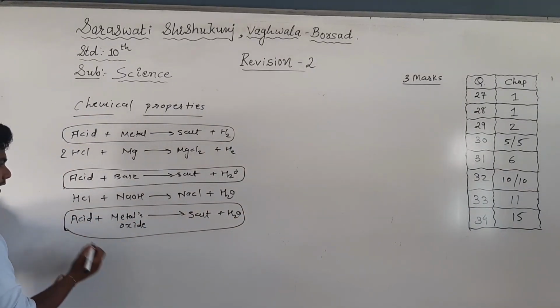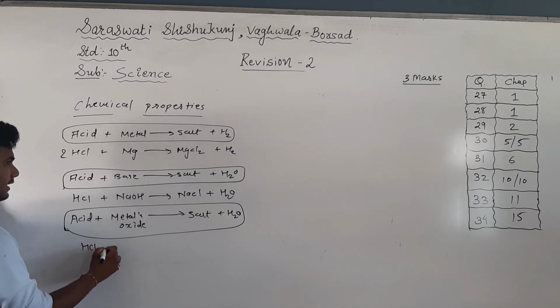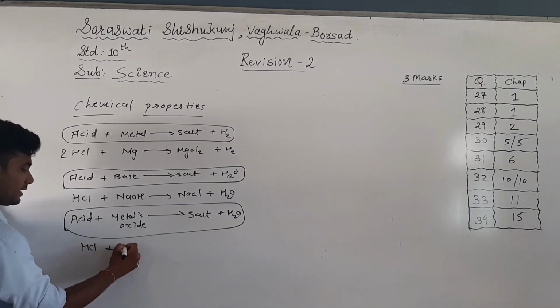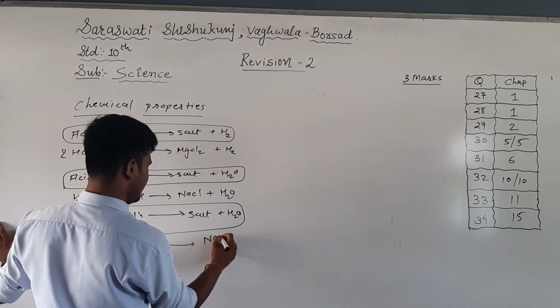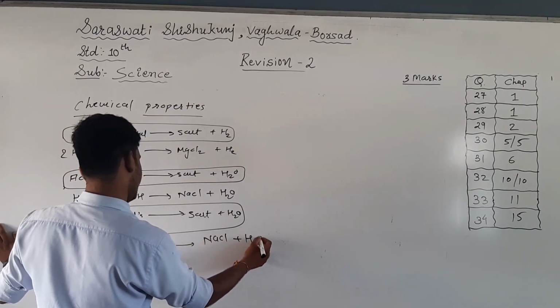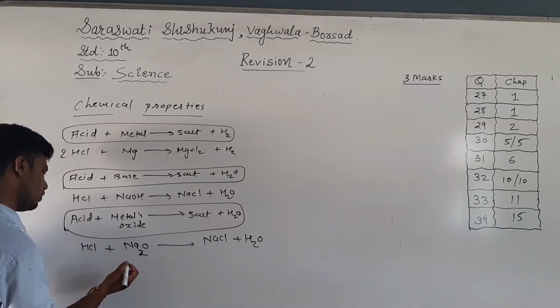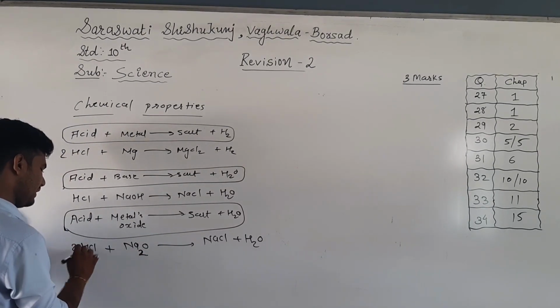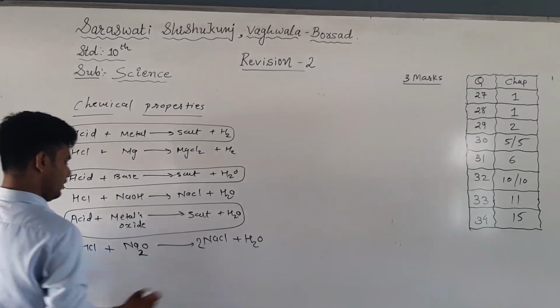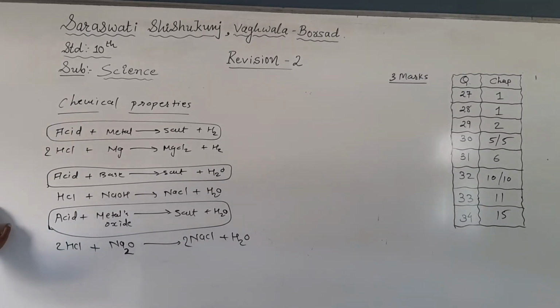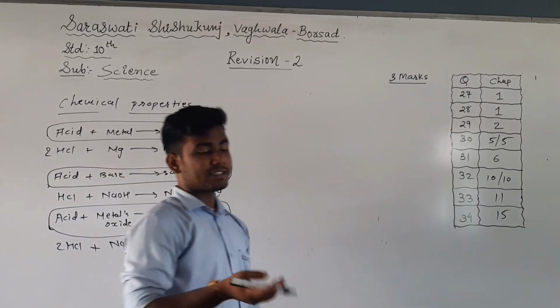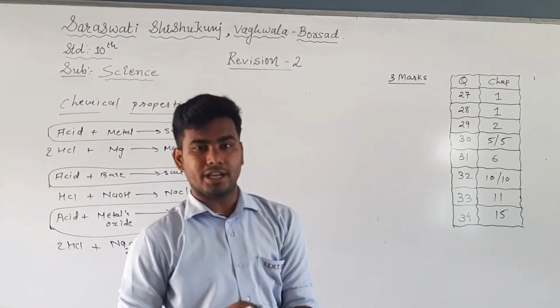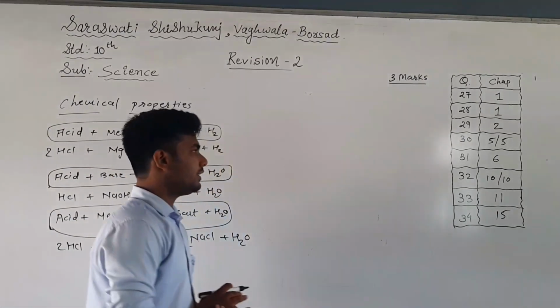We can understand it as HCl plus metal oxide. Suppose we take Na2O, sodium oxide, so we will get NaCl plus H2O. So it's very simple, these are the characteristics of acid. Similarly, there will be some characteristics of base also, so we can understand those chemical properties, right? It can be asked to you in 3 marks.